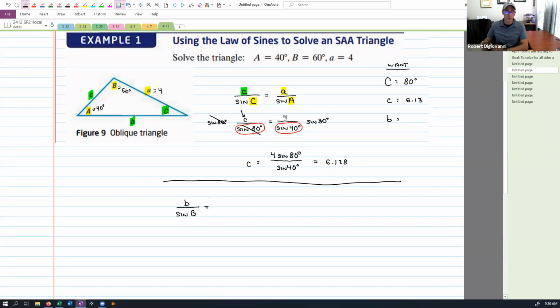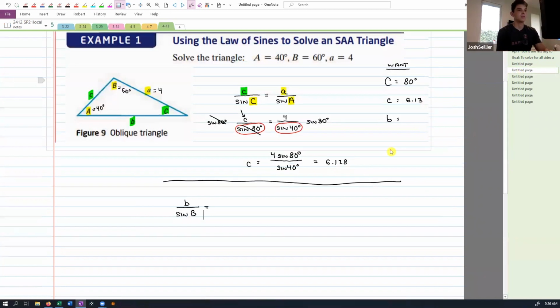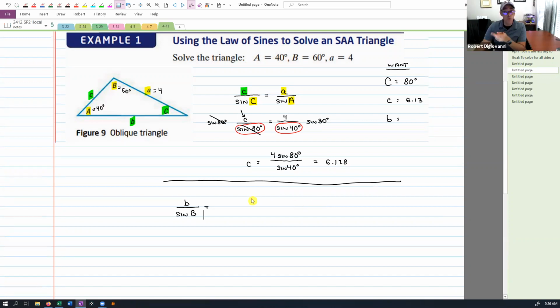equals, okay, which one do you want to use? Do we want to use little a over sine a, or do you want to use little c over sine c? Do we have a choice here? Yeah, we do now because we found c, but I just thought it was easier to use A. It's just more consistent. Yeah, so we could use either one because we actually know little c and capital C, right? So we could use little c over sine of capital C, but we could also use little a over sine of capital A. Josh brought up that it seems more consistent to use the A.